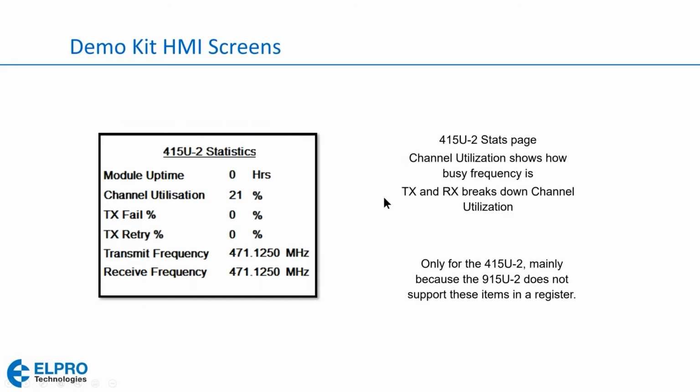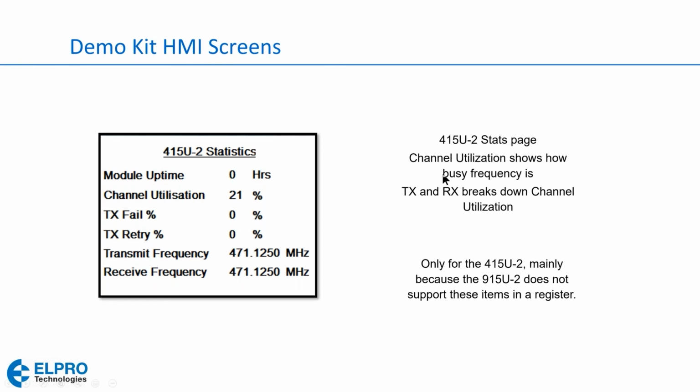Okay, very last thing here, the demo kit HMI screen. This is only for the 415U2. One thing I should have mentioned is that the demo kit is suitable for testing radio links at either 450 megahertz using the 415U2 radio, or at 900 megahertz using the 915U2 radio system.